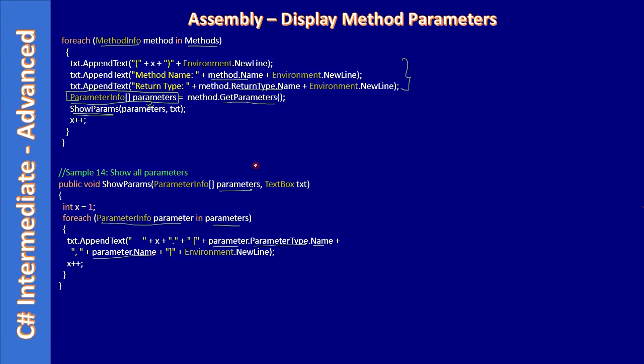So if we take this itself, it's a parameter, right? So ParameterType.Name will give TextBox. Then the parameter name is txt. Here the parameter name is parameters and the type is ParameterInfo. So likewise we are displaying the parameters for all the methods. So our iteration goes like this.